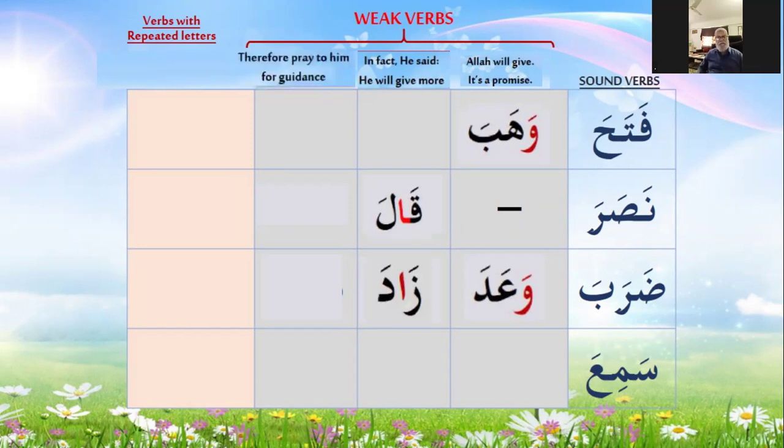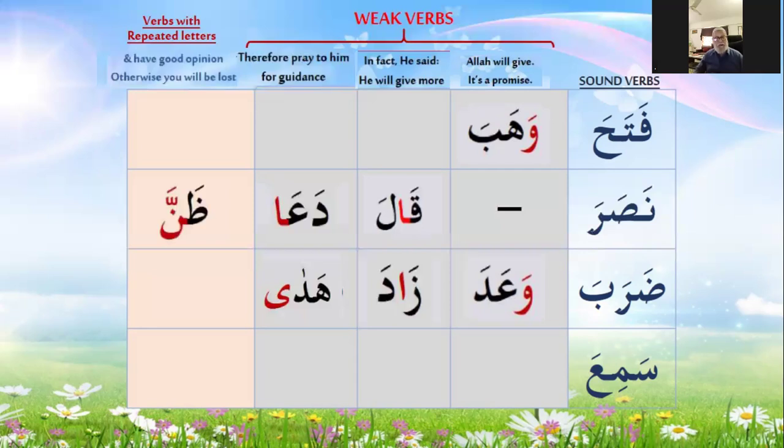Therefore, pray to him for guidance. From the word pray, da'a, he prayed. From the word guidance, hada, he guided. On the repeated, we have a 4th sentence, that is, have good opinions, otherwise you will get lost. From the word opinion, we say zanna, he thought. Dalla, he got lost.